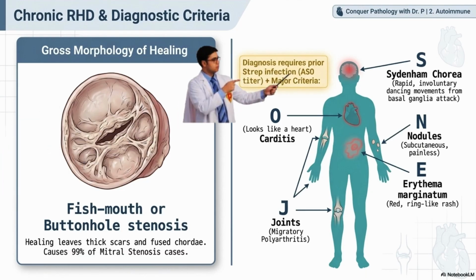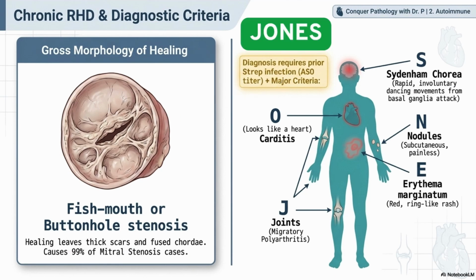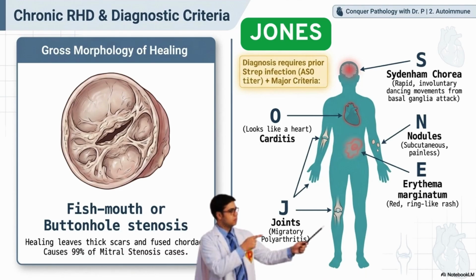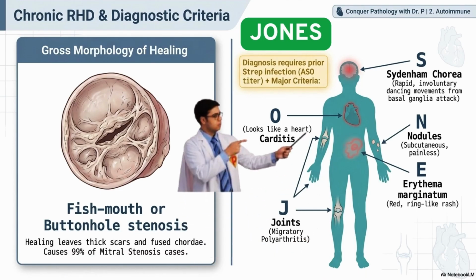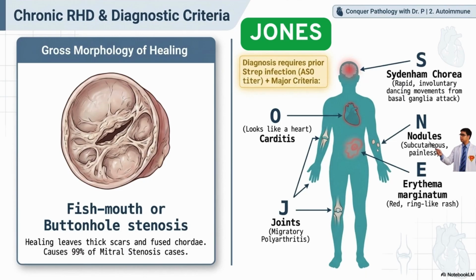To diagnose rheumatic fever, you need evidence of a prior strep infection like an ASO titer plus the major criteria. Use the mnemonic Jones. J for joints, migratory polyarthritis. O looks like a heart, standing for carditis. N for nodules, subcutaneous and painless. E for erythema marginatum, a red ring-like rash. S for Sydenham chorea, rapid involuntary dancing movements from the basal ganglia attack.